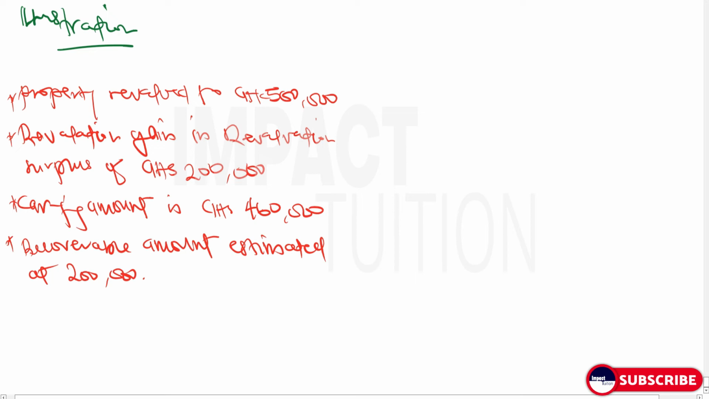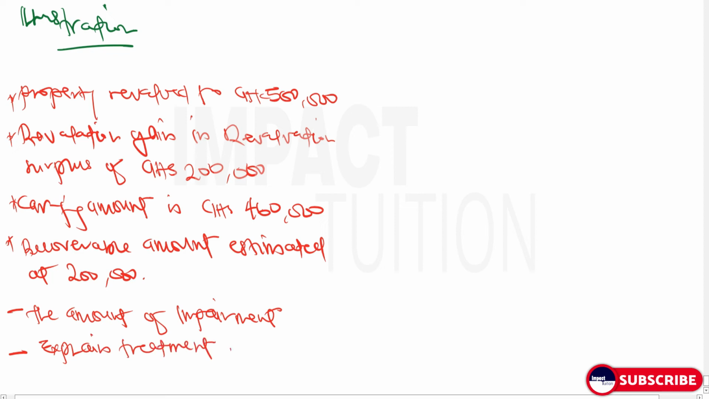We are required to calculate the amount of impairment and then explain how this will be treated in the financial statements. Right. Let's go over the illustration.